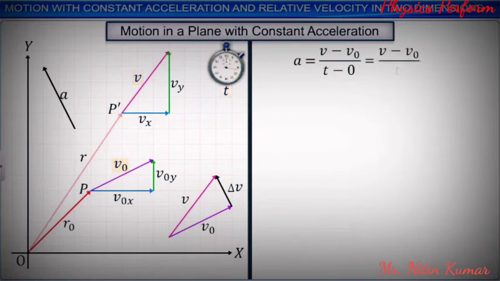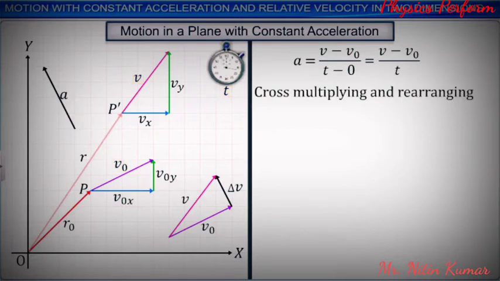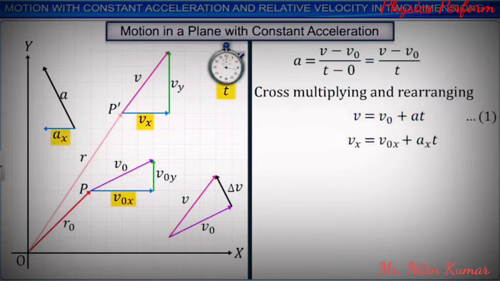Cross-multiplying and rearranging, we get v is equal to v0 plus a into t. Let this be equation 1. We can also write equation 1 in terms of its components as Vx is equal to V0x plus axt and Vy is equal to V0y plus ayt.